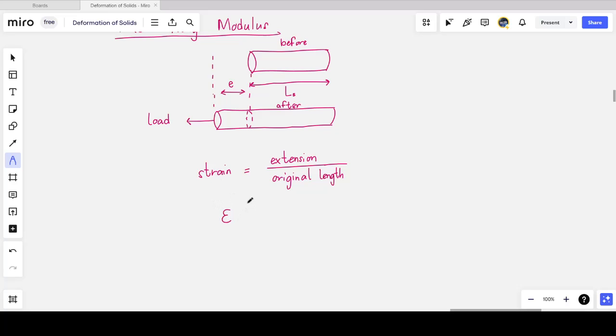We give it the symbol epsilon, the Greek letter epsilon, and we can write this as little e divided by L0. And what we can see from here is that it's a length divided by a length, so it doesn't have any units. So epsilon itself is dimensionless. This is what we call the strain.